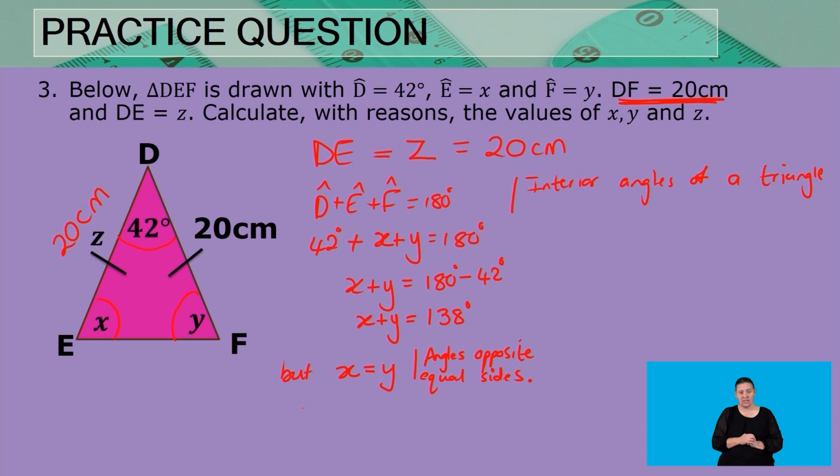So this means that angle X is equal to angle Y, and that is equal to the sum of both of them, and that sum is the one that we have calculated there, that is 138 degrees, and we are going to divide this by 2. Now, why are we dividing it by 2? It's because these two angles are equal, and the sum of both of them gives us a total of 138 degrees. So that is 138 degrees divided by 2. That gives us 69 degrees. So that means that X is equal to 69 degrees and Y is also equal to 69 degrees.